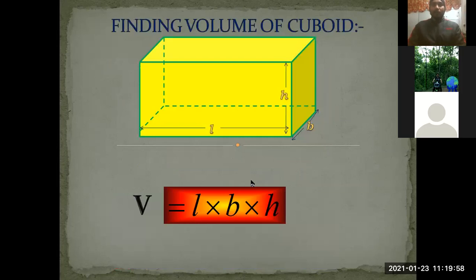Now the next topic is finding the volume of a cuboid. Here I have shown the cuboid whose length is L, whose breadth is B, and whose height is H. So the volume of the cuboid is L into B into H, length into breadth into height, and its unit is unit cube.